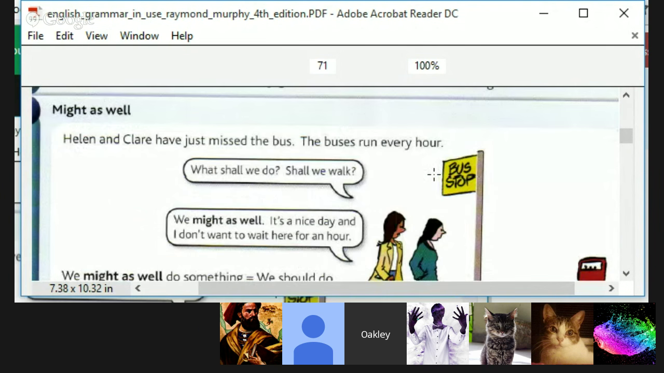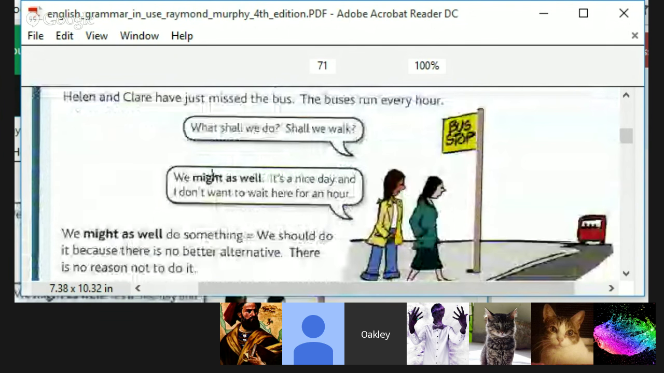Okay, last thing here. Might as well. Very common English phrase that some people kind of struggle with and don't really understand. Well, here it is. Helen and Claire just missed the bus. The buses run every hour. What shall we do? Shall we walk? We might as well. It's a nice day, and I don't want to wait here for an hour.